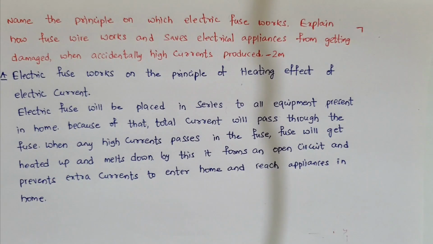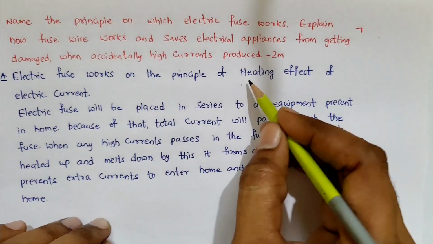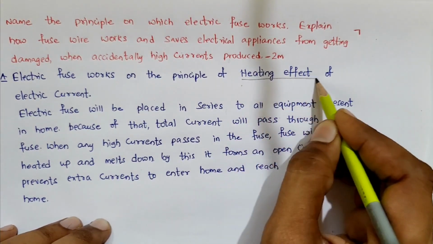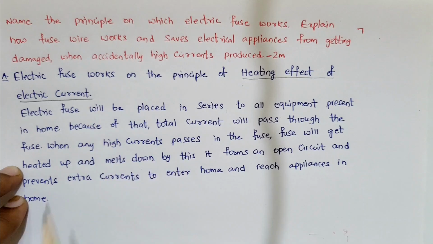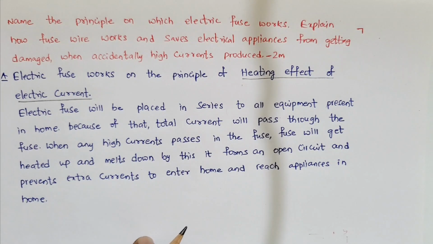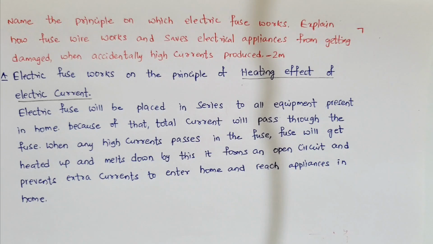See, in this question, this will be the key word: heating effect of electric current. This is the key word. For this word, more marks will be given. This is for a 2 marks question. Next, explain how fuse wire works and saves electrical appliances from getting damaged when accidentally high currents are produced.